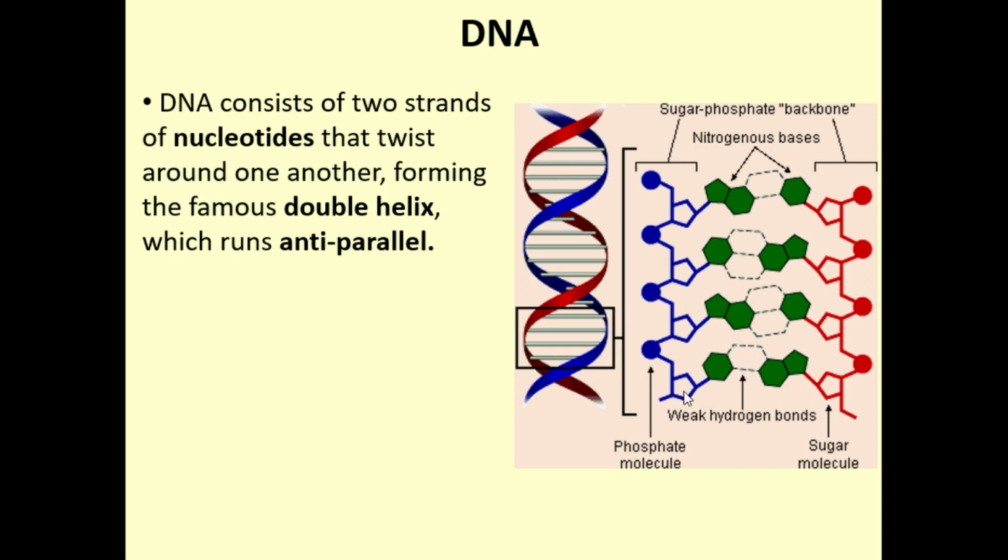So if we look down here at this part of the diagram, what I'm highlighting is a pentose sugar of one nucleotide. Up here, that's a phosphate group. Up here, that's a nitrogenous base. Here we can see a phosphodiester link, linking to another nucleotide, linking to another nucleotide. So what we can see here is four nucleotides, each one joined to the other through a phosphodiester link.